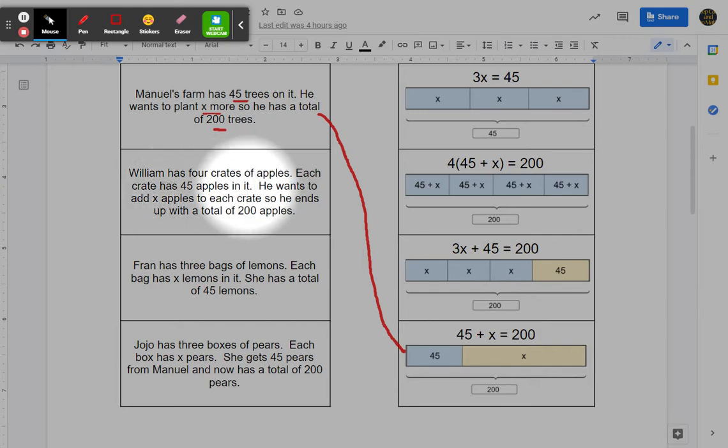William has 4 crates of apples. Each crate has 45 apples in it. He wants to add X apples to each crate. So which shows 4 crates of apples? Well, that one shows 3 boxes, so let's rule that out. This one shows 4 boxes, and this one shows 4 boxes. Which one shows 45 apples in each box? This one has 45 apples in each box and adding X apples to each one, so it must be this one.